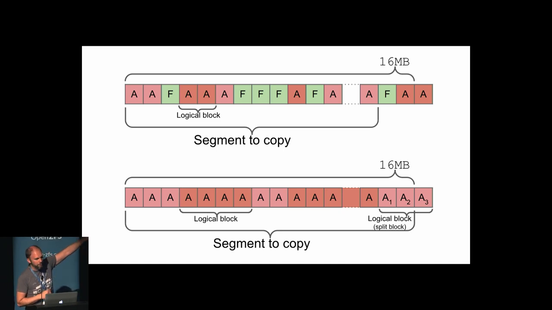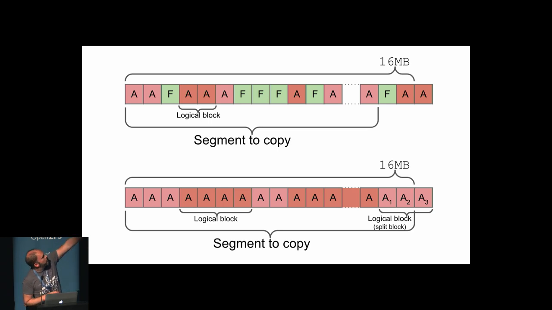So here I've actually labeled the blocks with slightly different shades of red to indicate where the logical block boundaries are. If we look at the end there, the A1, A2, A3 are three sectors that are part of one logical block. If we went to exactly the 16 megs, we would have to split that. And so A1 and A2 would be part of the first mapping that we're copying right here, and then A3 would be part of the next one. And that has some downsides in terms of performance and some other things that I'll get into in more detail later.